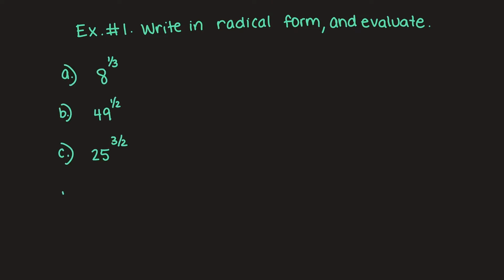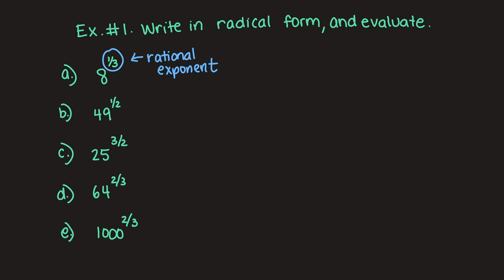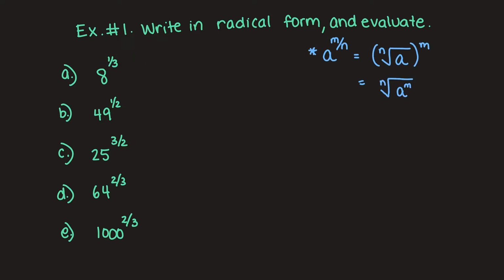So let's try a few examples. We want to write the following in radical form and then evaluate. For the first example, since we have a rational exponent, we know that this can be written in the following form. Therefore, we can rewrite this as a radical with an index of 3 raised to the first power. And since anything raised to a power of 1 is just itself, we can just write it without this exponent. And now we just have to find the cube root of 8, which is 2, since 2 cubed is equal to 8. Therefore, 8 to the 1/3 power simplifies to 2.